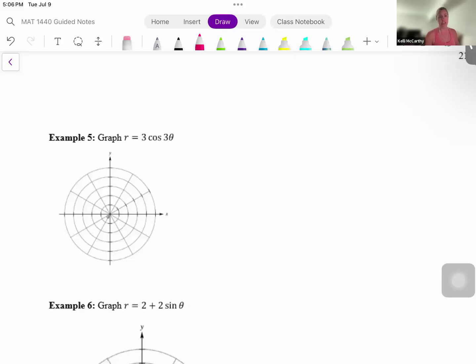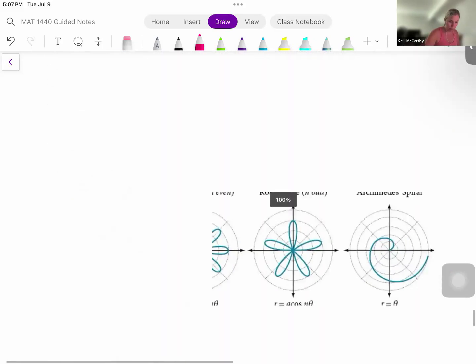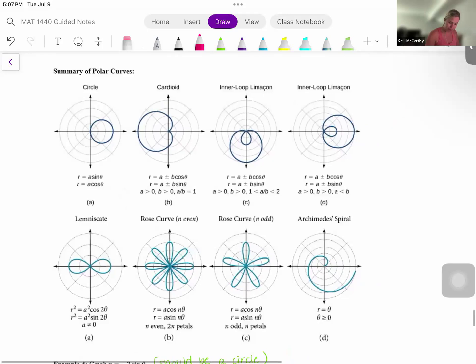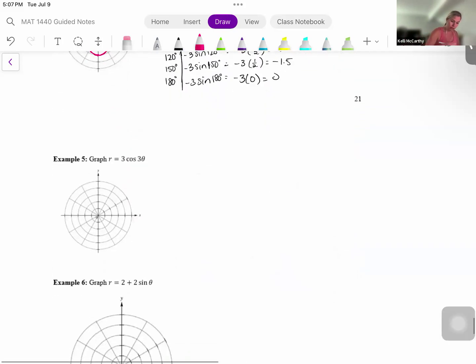All right, our next equation is r equals 3 cosine of 3 theta. So let's go back to that summary chart and see which equation looks closest to that. If we look at those equations, it looks like these two rose curve options are the closest to the equation we're given. And since n is odd, it looks like it's going to be a rose curve with an odd number of petals. In particular, n petals. So we expect this to be a rose curve with three petals.